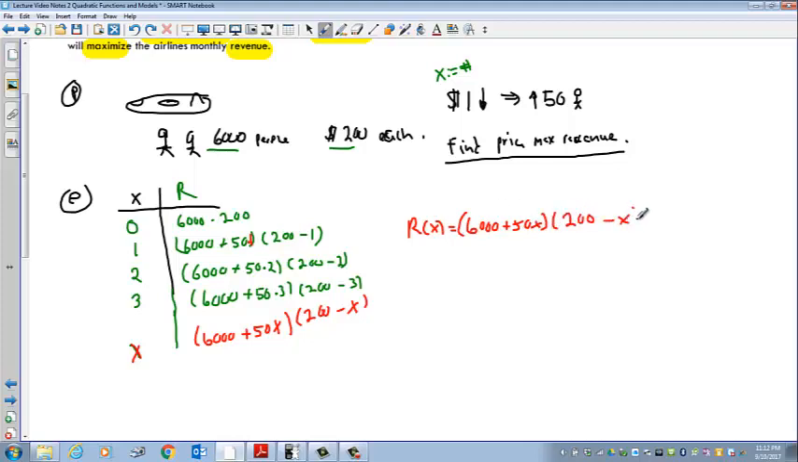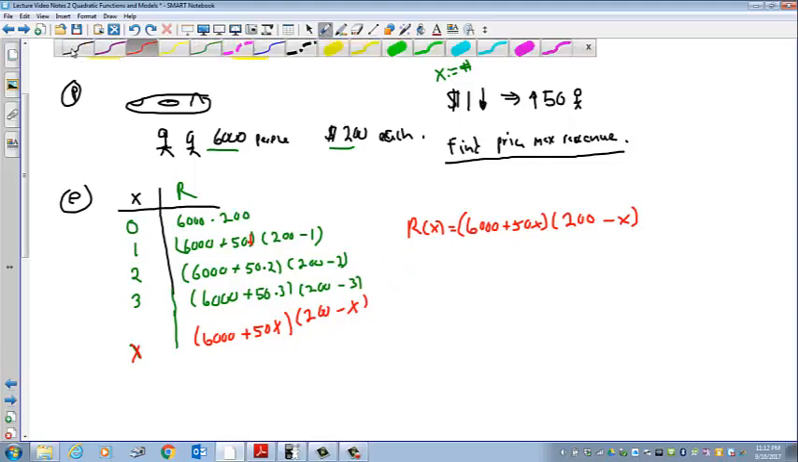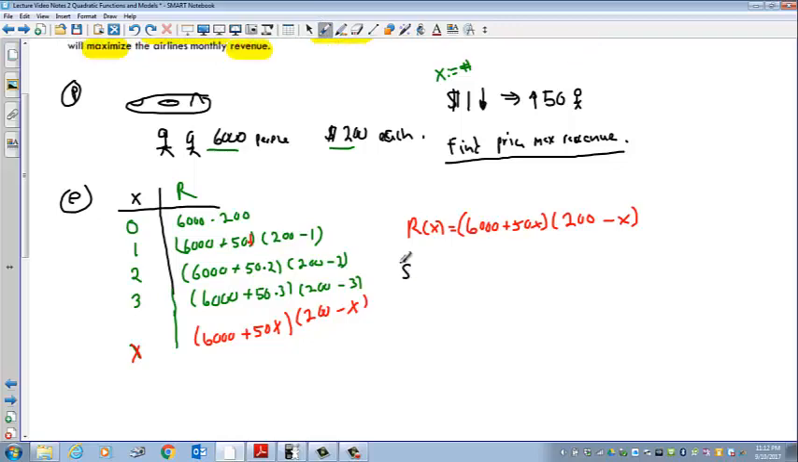Now that is a quadratic function because when you multiply this out, you do get x squared stuff, although I'm not going to do it. It's not really part of the problem. The next thing I want to do is solve this, and I'm going to solve it with my technology. I'm going to solve it with my graphing calculator.